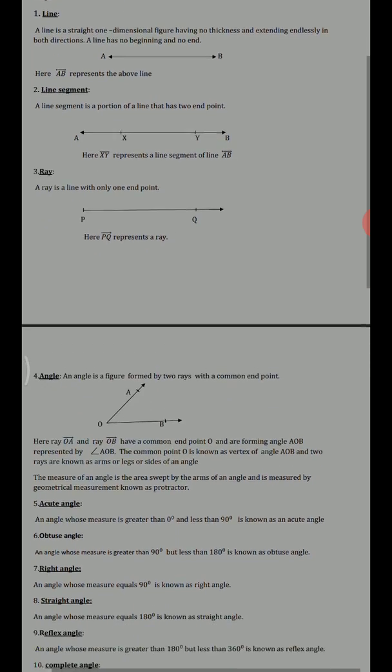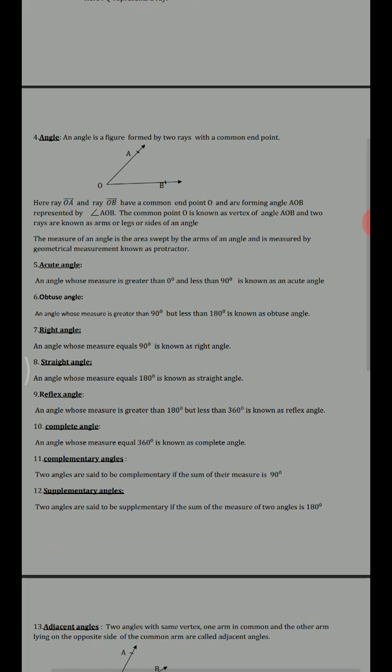Now let's talk about the angles. What is an angle? It is a figure formed by two rays with common endpoint. Here ray OA and ray OB have a common endpoint O, and you must remember this O is the vertex of the angle, and these rays OA and OB are said to be the arms or even legs or sides of an angle.